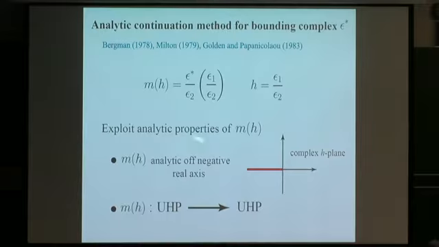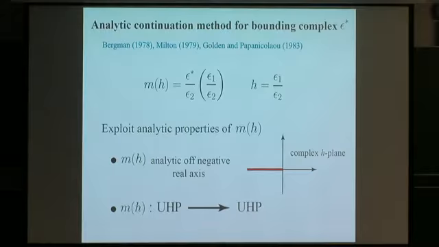And you want to exploit the analytic properties of this function m of h, the effective parameter divided by epsilon 2, as a function of this ratio, and that's a complex parameter. And so this analytic function, its domain of analyticity, it's analytic everywhere off the negative real axis, and it has a beautiful symmetry, a Stieltjes property to it, where it takes the upper half plane to the upper half plane, the lower half plane to the lower half plane.